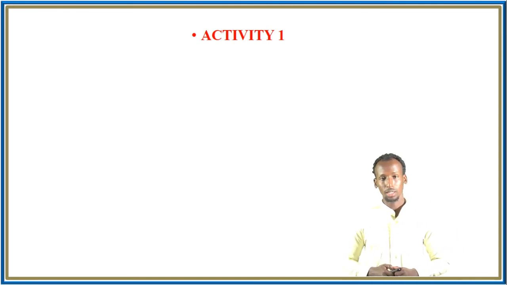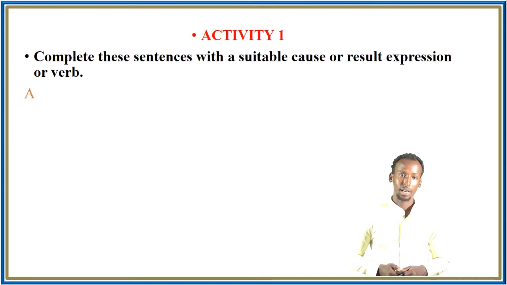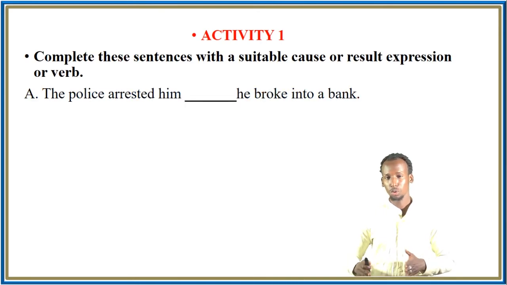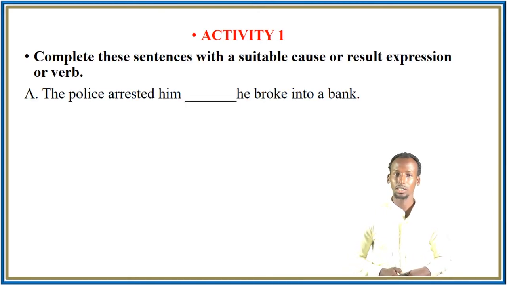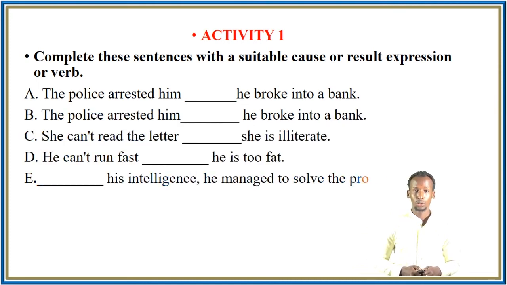In conclusion, we have the first activity of chapter 7: complete these sentences with a suitable cause or result expression or verb. You're going to fill the blank by completing these sentences with the suitable cause or result expression or verb. You have 3 minutes.